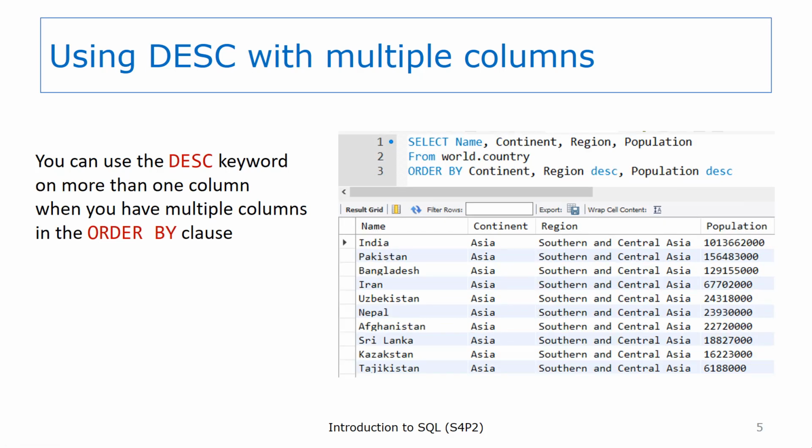You can use the descending keyword on as many of the order by columns as you want. This slide is the same as the previous, with the same 3 columns in the order by clause. This time, the descending keyword is used for the region and population columns. So the data is displayed by continent in ascending order, then region in descending order, then population in descending order. Notice that region is a character column and population is a numeric column. It is perfectly valid to use the descending keyword on different data types.